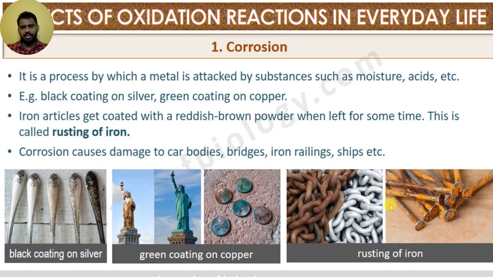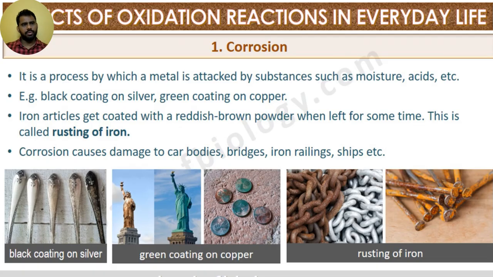This is iron. See the rusting of iron. Iron is rusted. This is natural. It has become like this. So these are all examples of corrosion. What is the damage that corrosion is doing? Corrosion is causing damage to car bodies, to bridges, to iron railings, to ships.